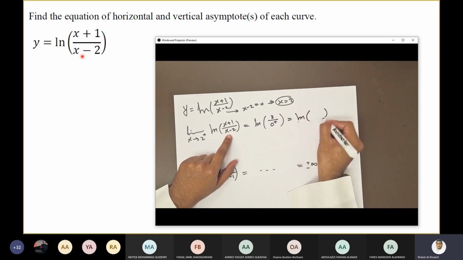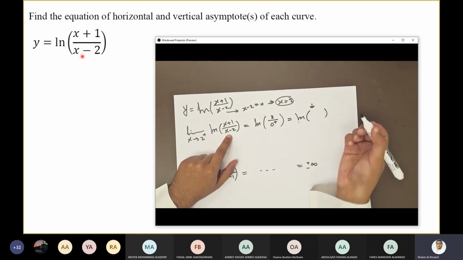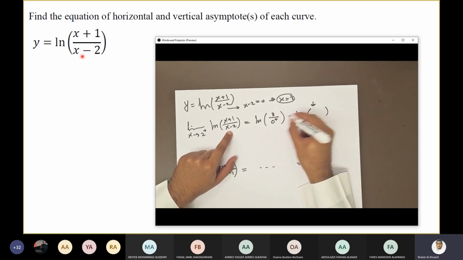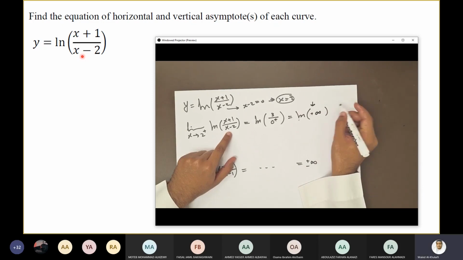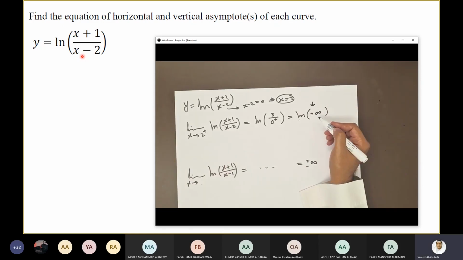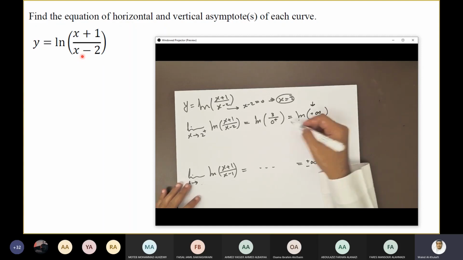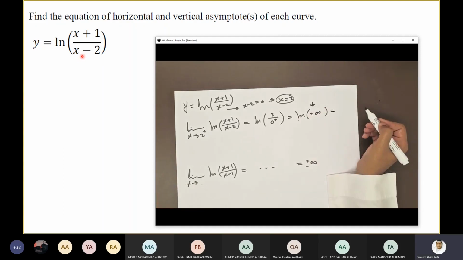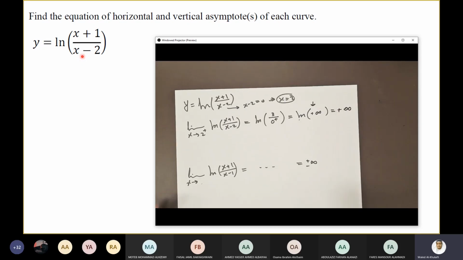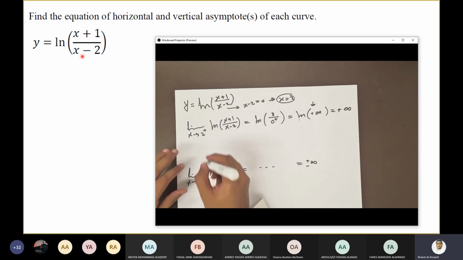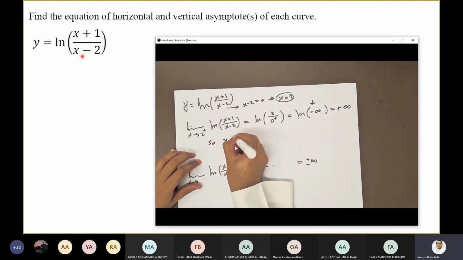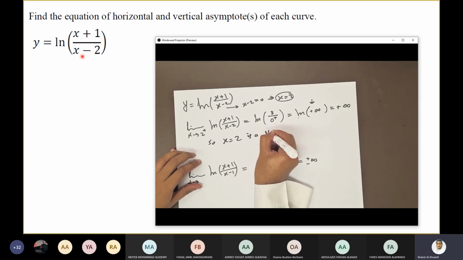So it means ln of, this is a kind of notation I'm going to use, an abuse of notation, maybe people agree with us, maybe not, but this is plus infinity. Fine. ln of big numbers. When the inside of the ln gets bigger and bigger, what will happen to the value of the ln? It will be bigger and bigger. So how do we express that? We put plus infinity. So this is what we have, so x equals 2 is a vertical asymptote.